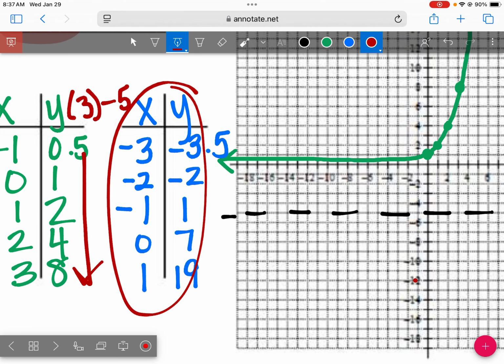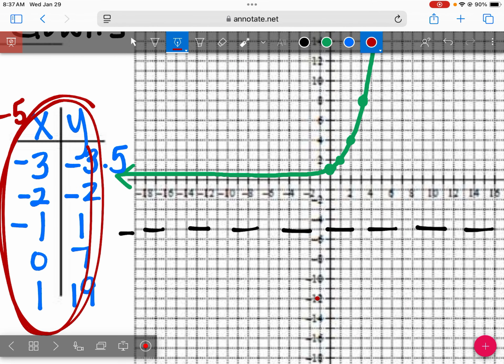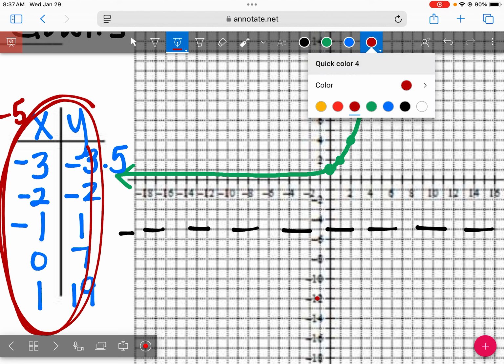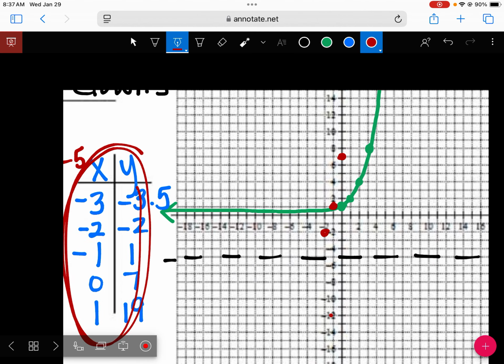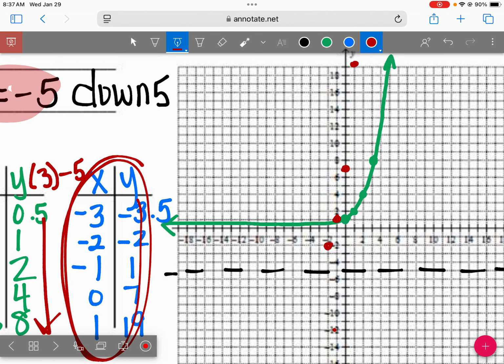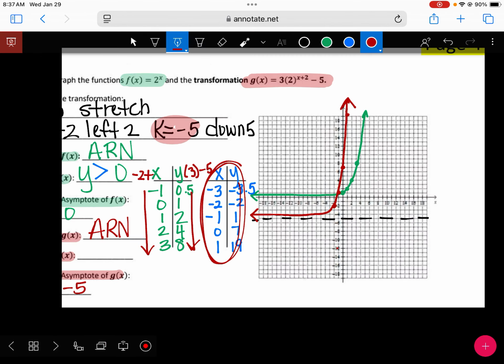I want you to graph these points. I'm going to graph them over here. So we have a point at, I always just focus on the whole number, -2, -2. At -1, we're going to go up 1. At 0, we're at 7. And at 1, we're at 19. So it's going to come down, and then the tail is just going to sit right there, right on top of that horizontal asymptote we drew in. And that's what our graph is going to look like.